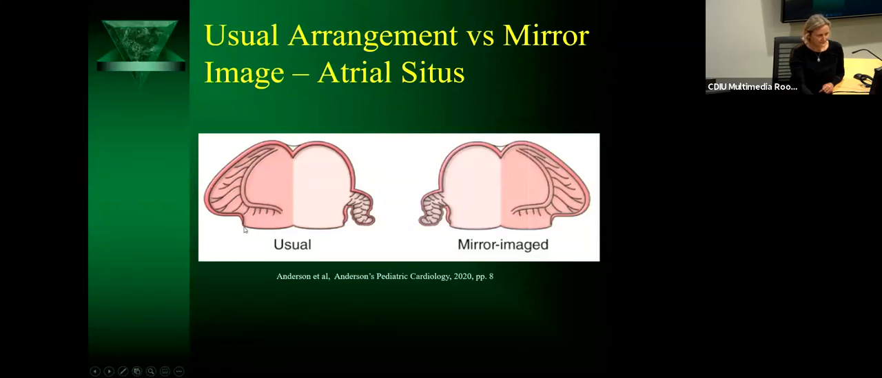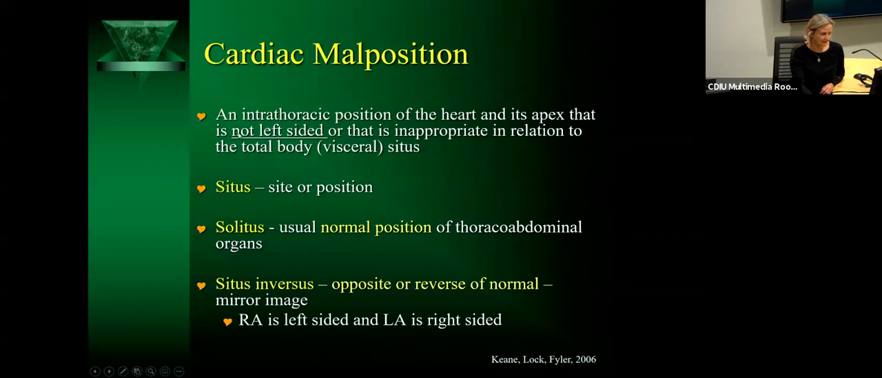So for atrial situs, we expect that this is the broad-based right atrial appendage, and it should be on the right side, and the finger-like left atrial appendage on the left side. And then we expect that if it's a mirror image, it's in the opposite direction. So that's not how we normally would expect it. An intrathoracic position of the heart and its apex that are not left-sided, or that is inappropriate in relation to the total body. So we're thinking about, what are the visceral organs that surround it?